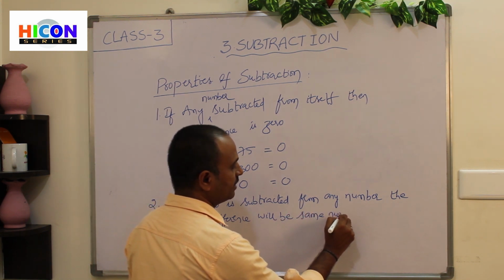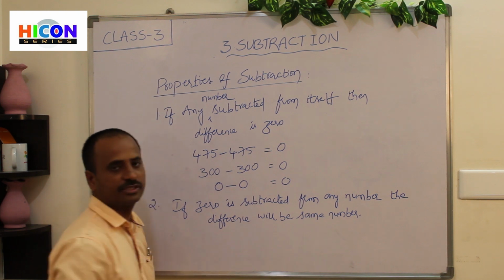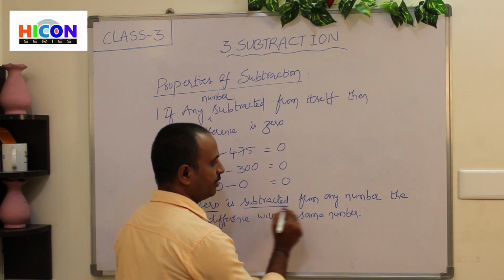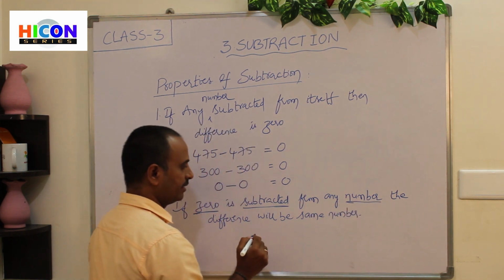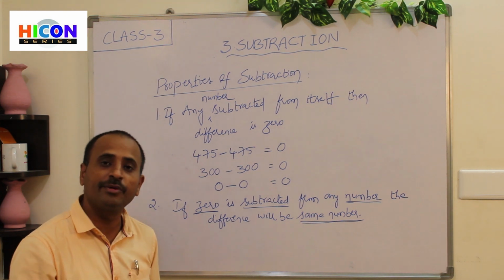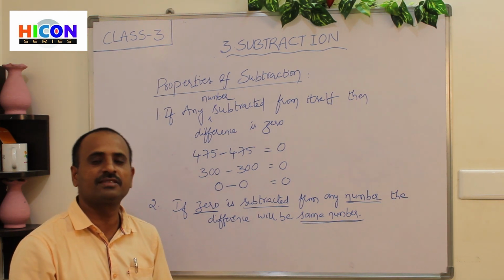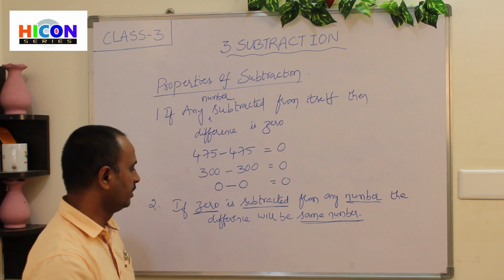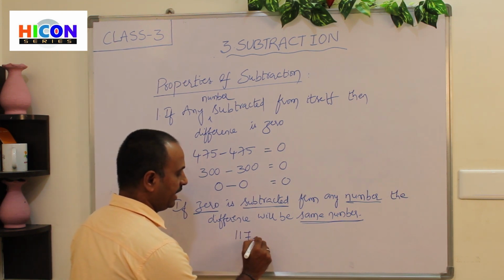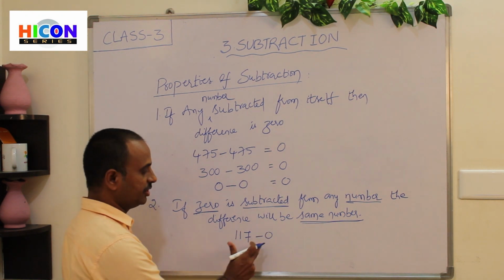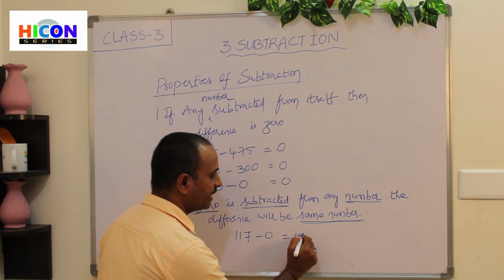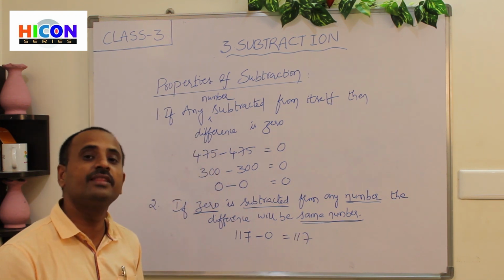So children, this is the second property of subtraction. If 0 is subtracted from any number, then the difference will be the same number. See this example. For example, 117 minus 0. That is, 0 is subtracted from 117. So again you will get 117. Again you will get the same number.